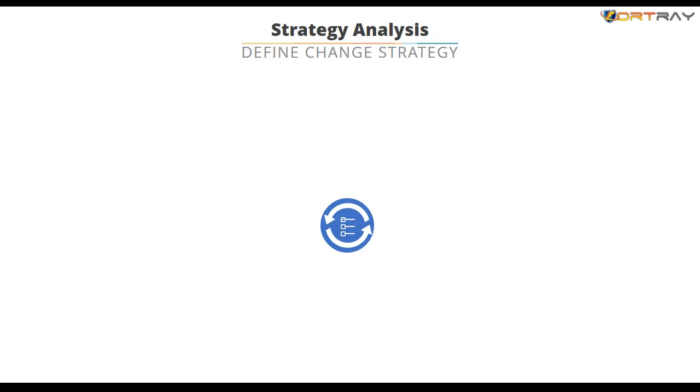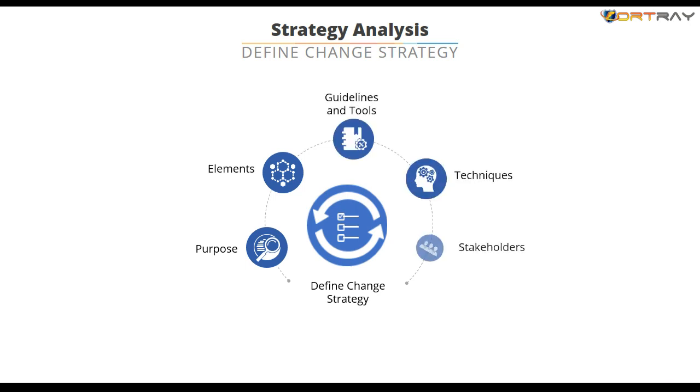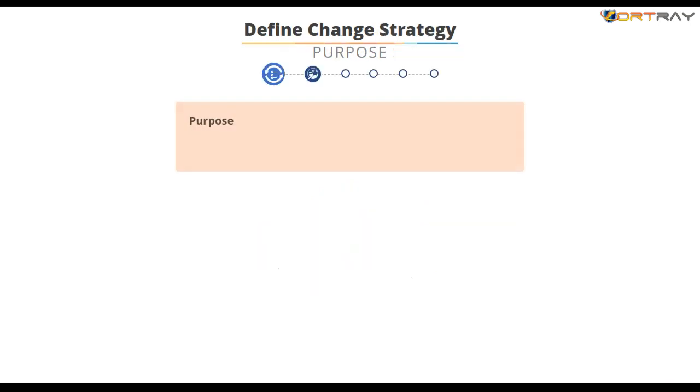Let's now discuss the final task in the strategy analysis knowledge area: Define Change Strategy. In this topic, you will learn about the purpose, elements, guidelines and tools, techniques, and stakeholders for the Define Change Strategy task. The purpose of this task is to develop and assess alternative approaches to change and then select the recommended approach.